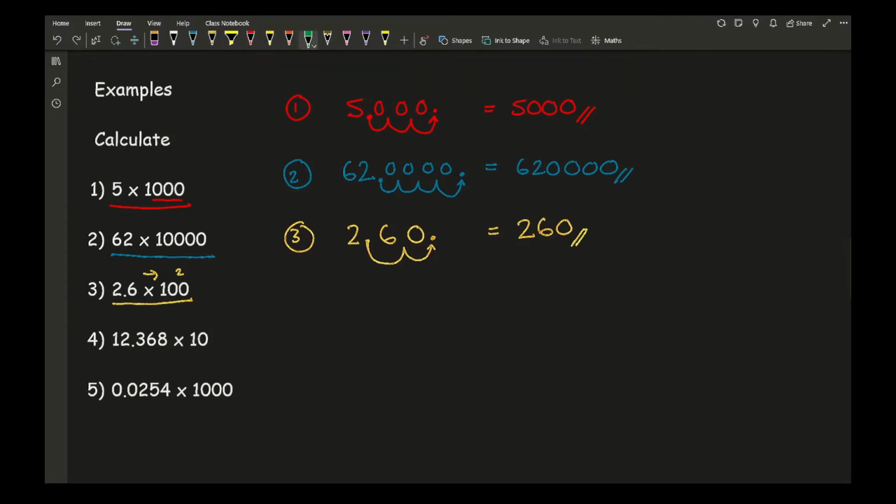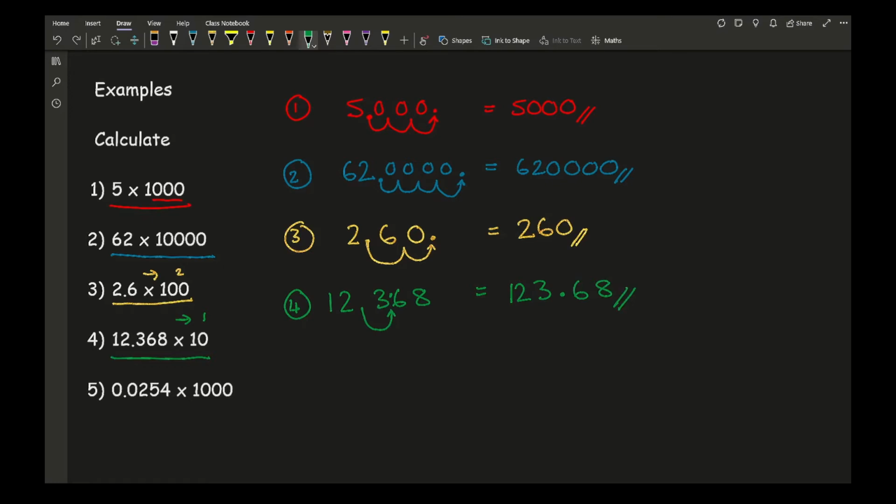So let's go for green. So here we've got 12.368. And again, I'm moving the decimal point one place to the right because I've got 1 zero. So here's my decimal point. So I'm going to move the decimal point one place. So it's going to become here. And so my final answer is 123.68.